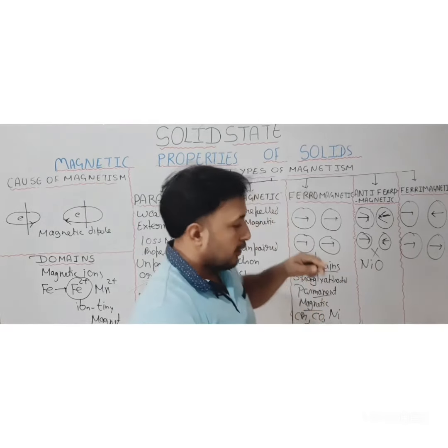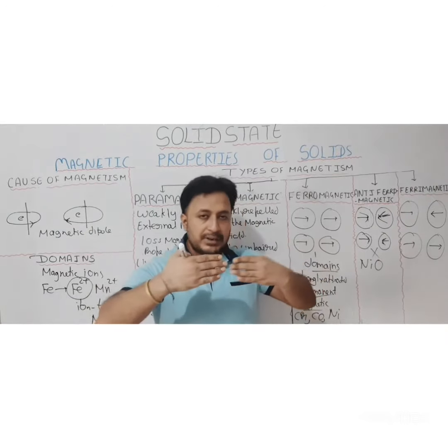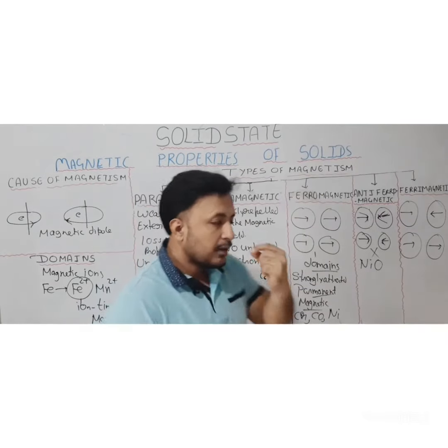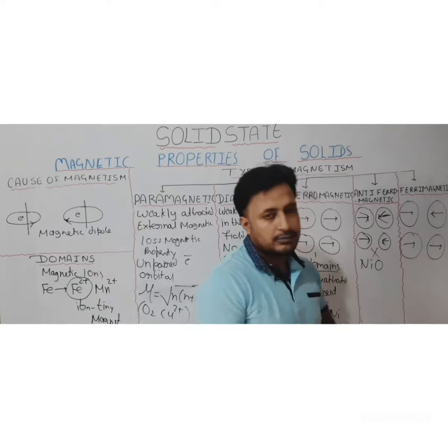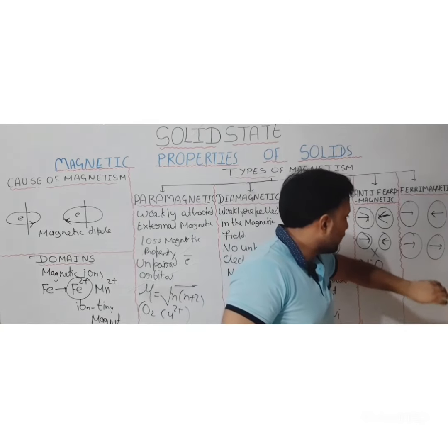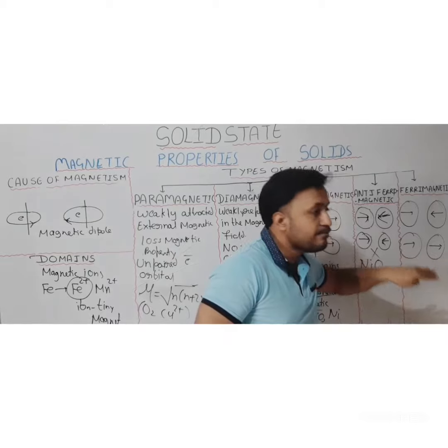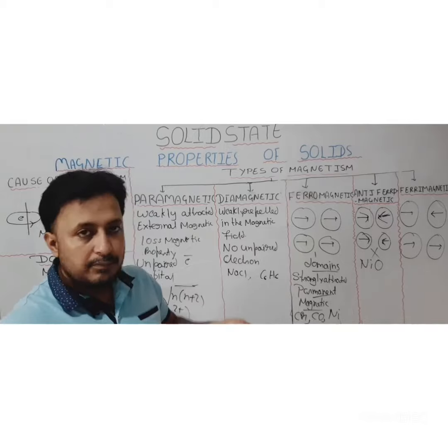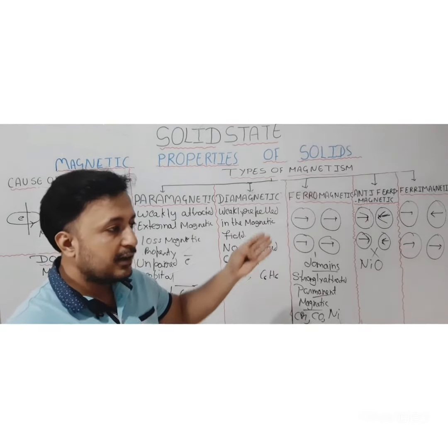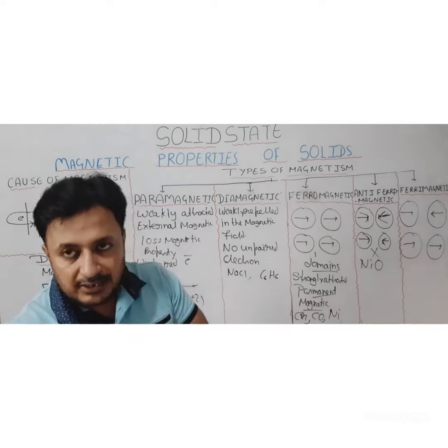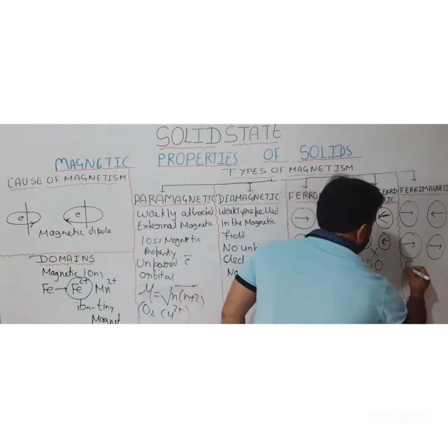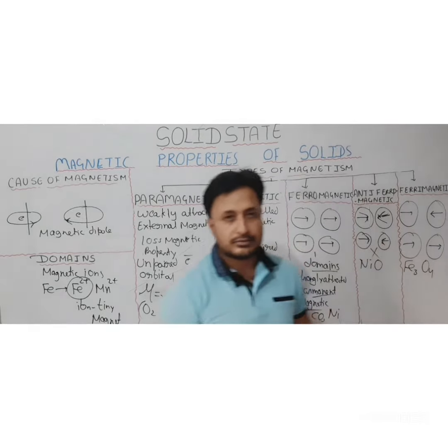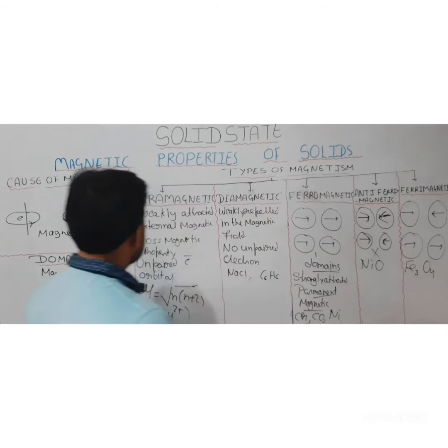The opposite domains are going to be there, but their numbers are unequal, so they cannot cancel each other totally. So there will be some magnetic property left in such a solid. Such types of magnetic substances are known as ferrimagnetic substances. Ferrites or magnetites will have such properties. For example, Fe3O4 is a ferrimagnetic substance. So like that we have the magnetic properties.